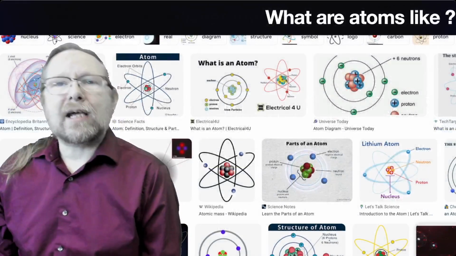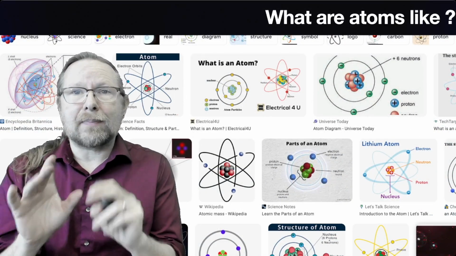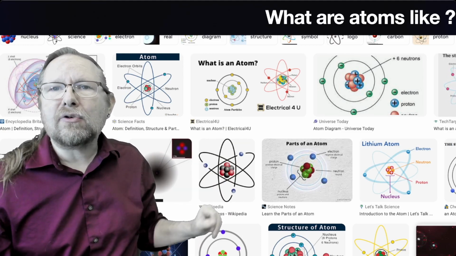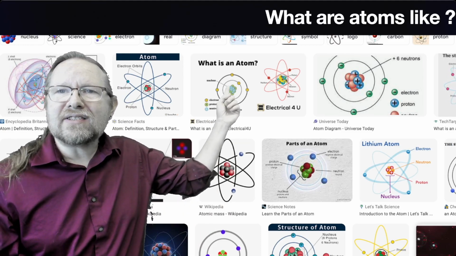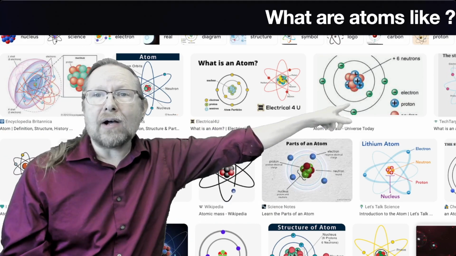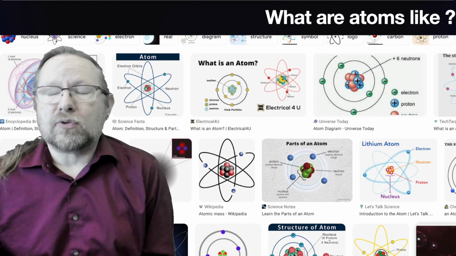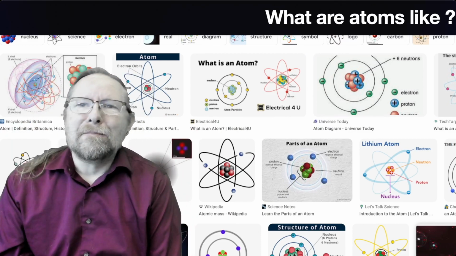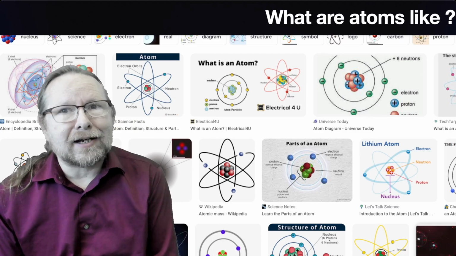So how do we think about atoms? If you go to Google and type an image search for atom, you get this kind of picture of an atom like it's a little solar system. There's a little nucleus in the center that has protons and neutrons, and then the electrons kind of orbit around the nucleus like planets orbiting the sun. That is not true. You can't really think about an atom that way.